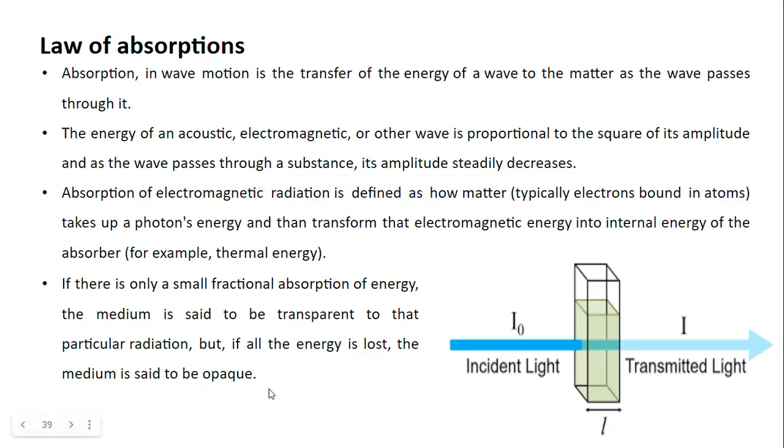However, opaque materials have a tendency to absorb a large amount of the light energy, or all the energy is lost, right? So if all the energy is lost, that medium appears to be opaque. This is all because of the absorption of light. We can see some objects as transparent and others as opaque. We can differentiate.